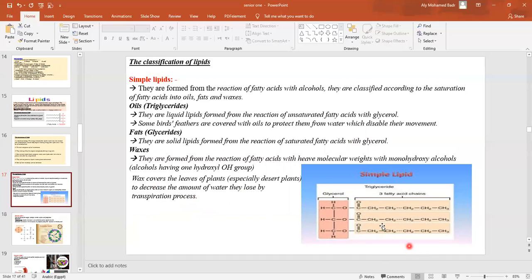This is the structure of the simple lipid: triglycerides, three fatty acids and the glycerol. When the double bond breaks, it becomes saturated.